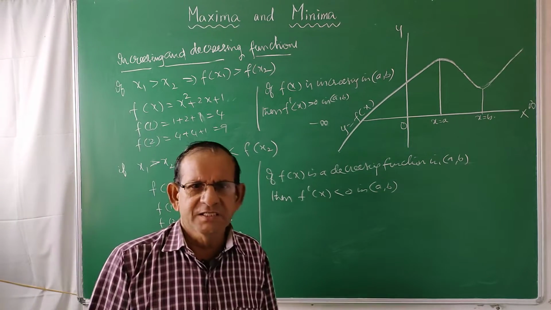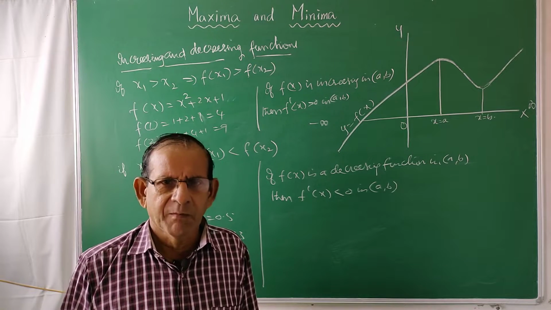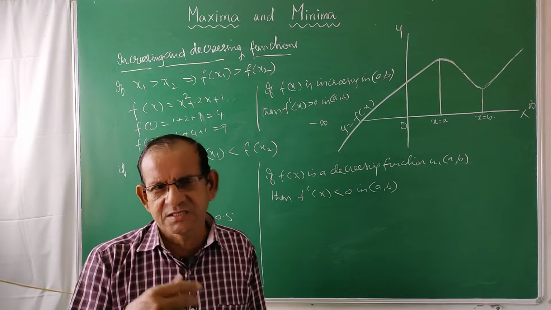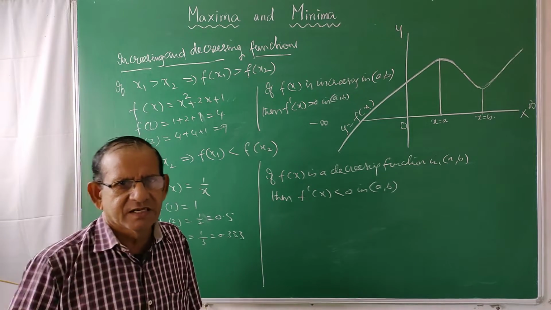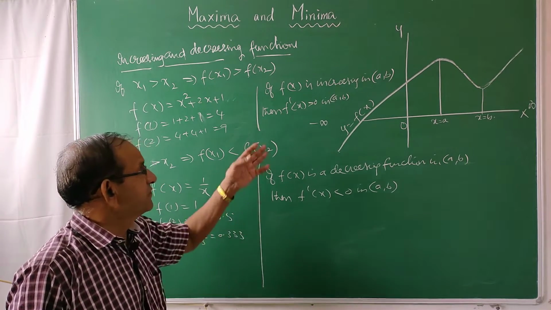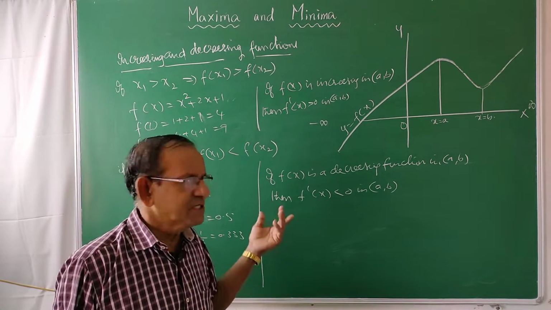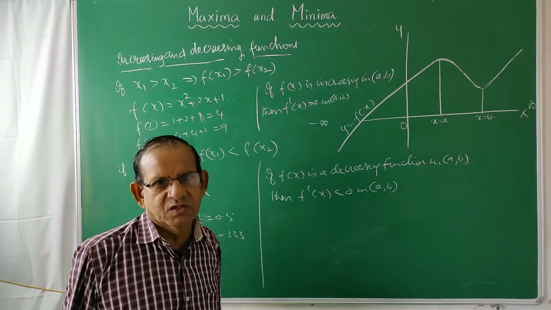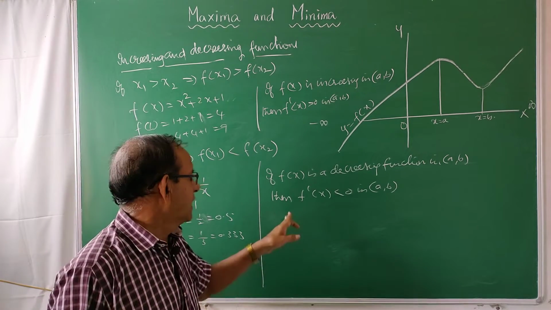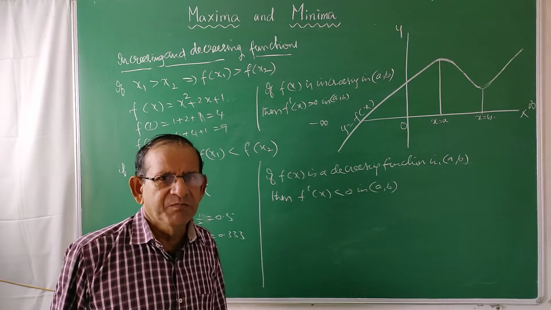So, if x increases, f(x) also increases, then we say that it is an increasing function. If they are in the reverse direction, if you increase x, f(x) decreases, then we say that it is a decreasing function. So, if f(x) is an increasing function in a certain interval, then its first derivative, that is f dash x, is positive in that interval, and if it is a decreasing function, then its first derivative is negative in that interval.